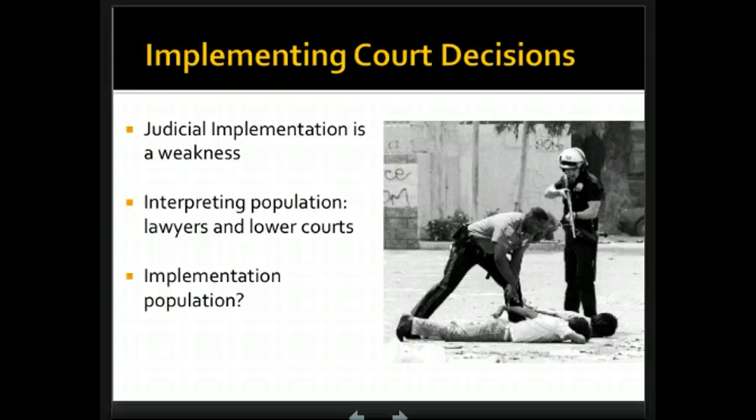So you have the implementation population, and then you have your consumer population. This is the public whose rights are at stake. The rights of the accused, those criminals that get arrested. Do they understand what the Supreme Court decision meant for them in Miranda v. Arizona? All right, so implementing court decisions takes three groups. It takes the interpreters, that's the lawmakers, the lawyers, the lower courts. It takes the implementers, those who have to enforce the policy decisions, all the way up to the president, all the way to low-level street bureaucrats. And then you have the consumer population, and that's us, the people who are affected by this decision.